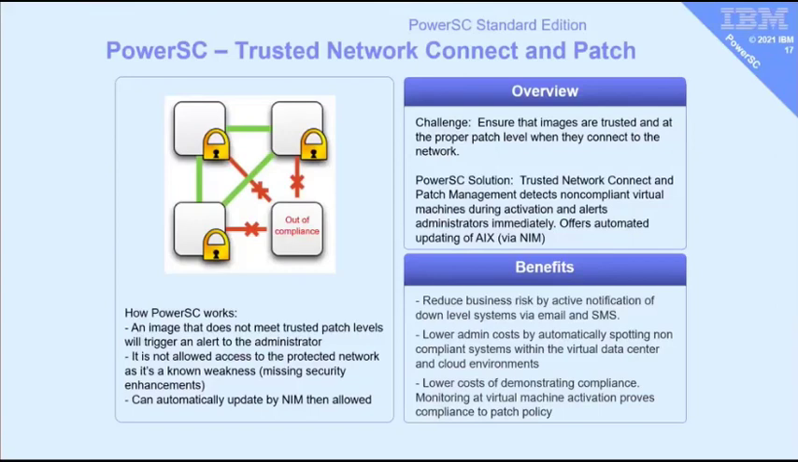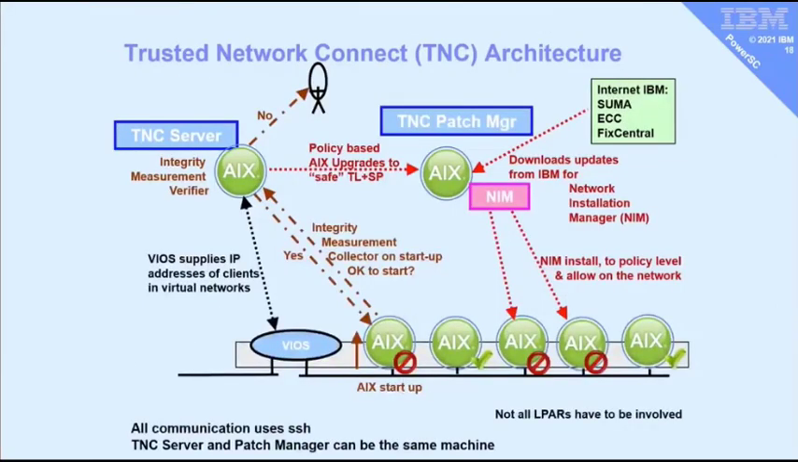So this is what this system will do. As AIX starts off, it sends a secured message to the TNC server saying, I'm just starting up. Are you okay about that? And it can say, yes, go ahead if it's at the level it should be at. Or it can say, no, you are not allowed to join the network because that would be a security violation. And it will actually stop AIX starting up. And then you have to go and sort that out. You can, if you want, pull in the patch manager that says, okay, you're two service packs back.